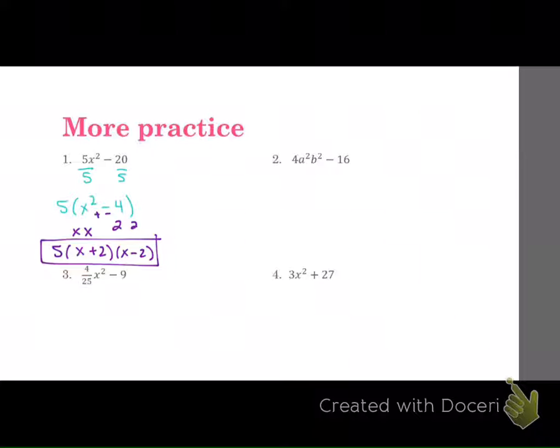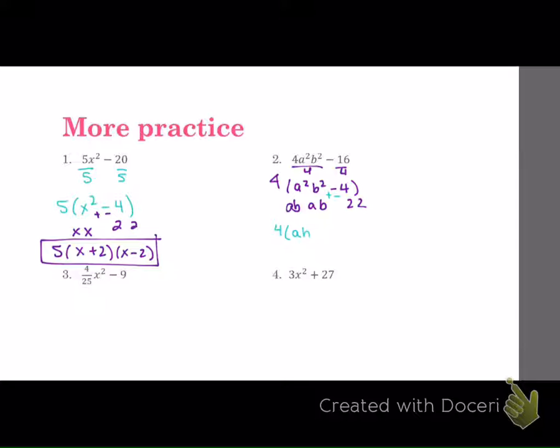What goes into 4 and 16? 4. So that's a squared b squared minus 4. Is a squared a perfect square? Yes. Is b squared a perfect square? Yes. Is 4 a perfect square? Yes. Can we use one of each sign? Yes. So we have a difference of perfect squares, so that's 4 times ab plus 2, ab minus 2.